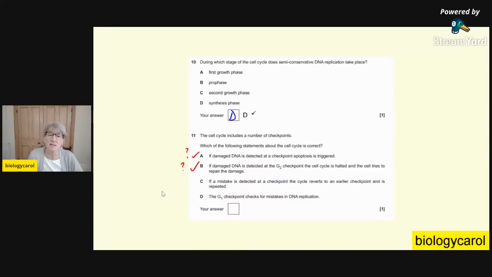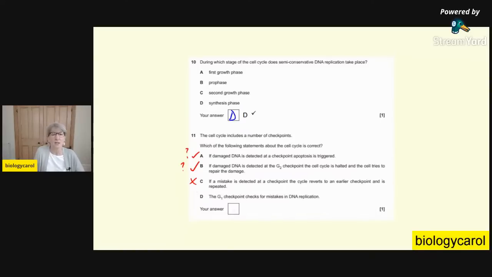If a mistake is detected at a checkpoint, the cycle reverts to an earlier checkpoint and is repeated. No, that isn't true, because that would be saying that you'd be going from your G2 checkpoint back to your G1 checkpoint, and you'd be starting DNA synthesis all over again. Well, you'd end up with 4 copies of the DNA in the cell, not just 2.